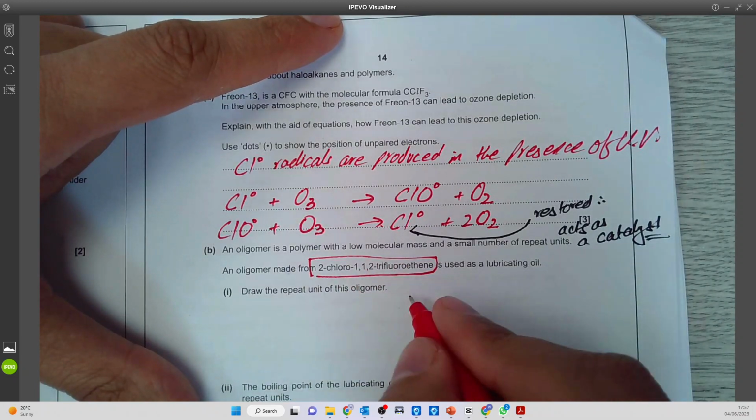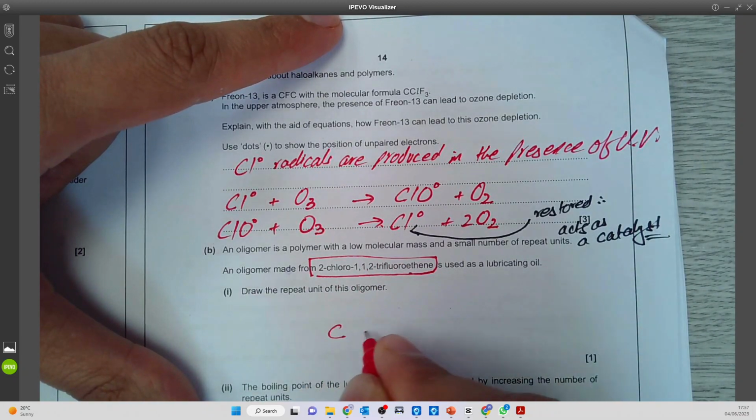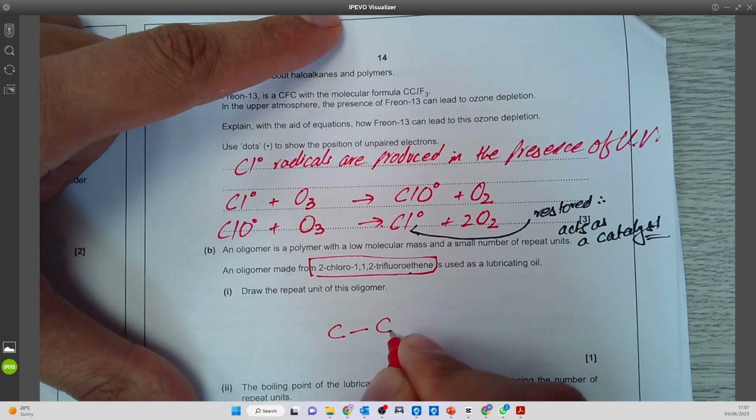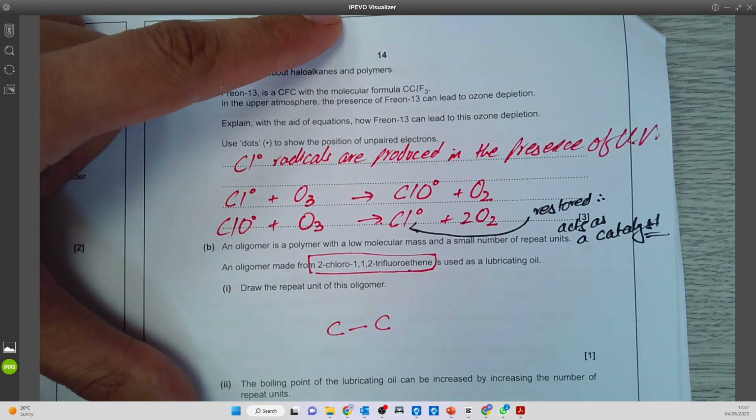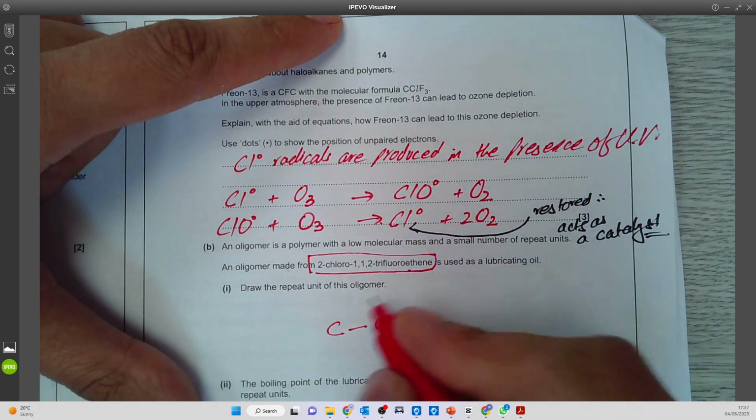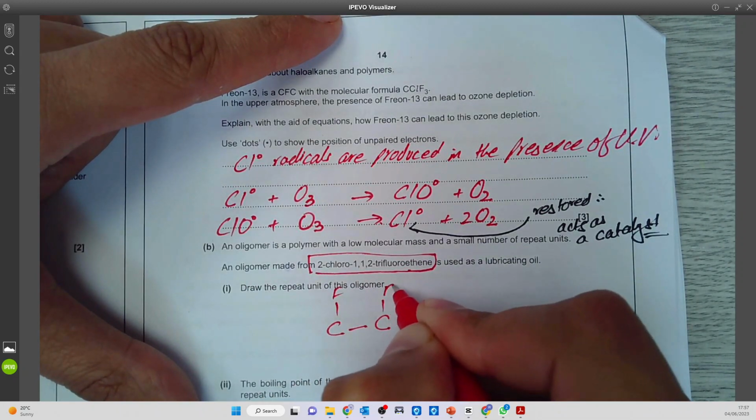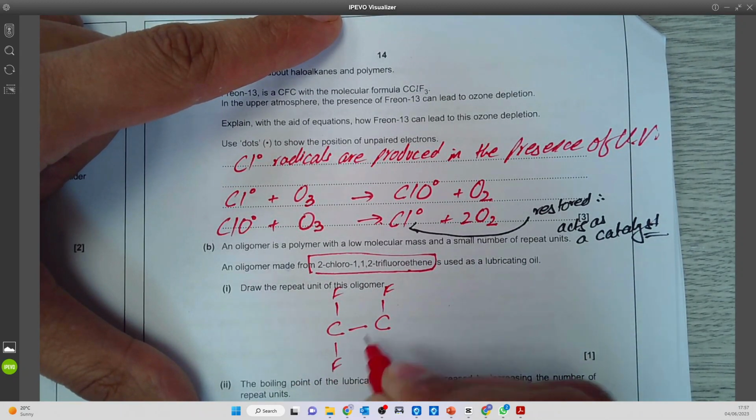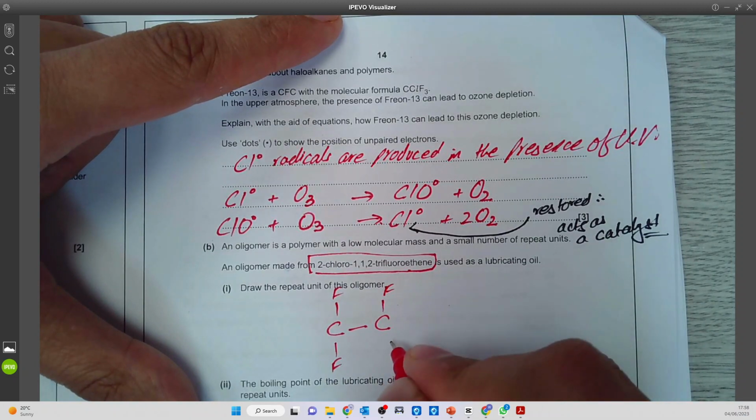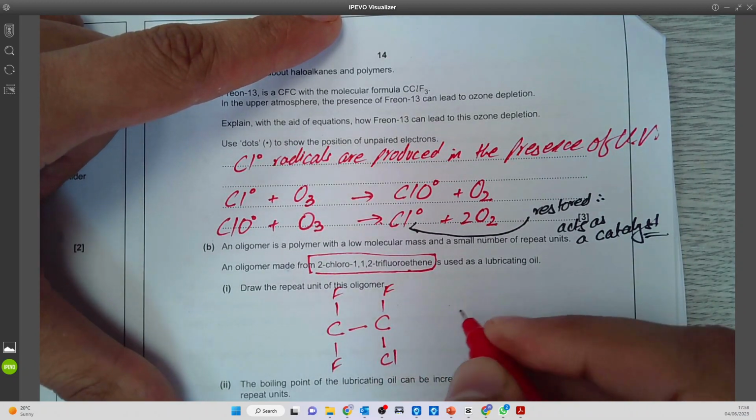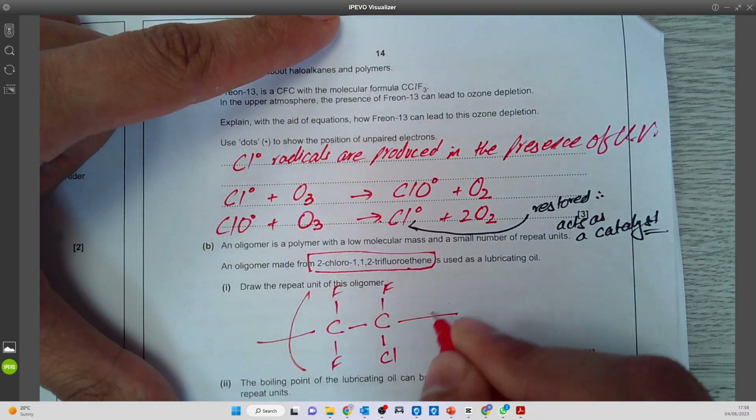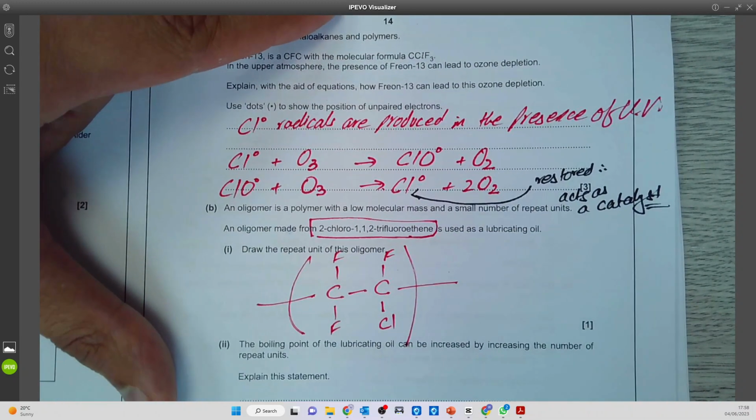So what will happen in this case is it says ethene, which means it has 2 carbons. Then it says 1,1,2-trifluoro. So 1,1, this is fluoro, 1,1,2, and then on the second one there is a chloro as well. So this and this and this is my repeating unit.